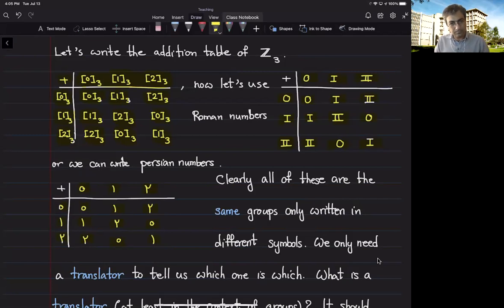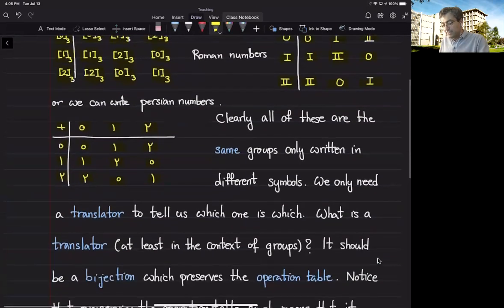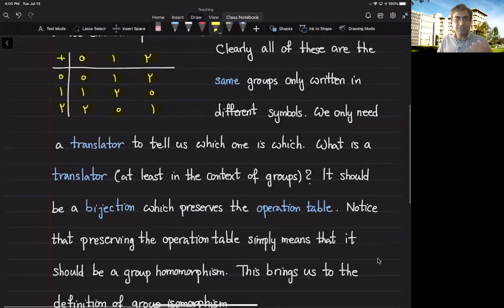But we know from all practical points of view, they are the same groups. I'm just using different symbols. It's enough to have a translator to translate from one language to another to see that they are indeed the same things. So in mathematics, we have many of these translators. What do we mean by a translator? Especially in this abstract sense of mathematics, we can have a very concrete definition for a translator. In practice, in real life, a translator is not as clean.